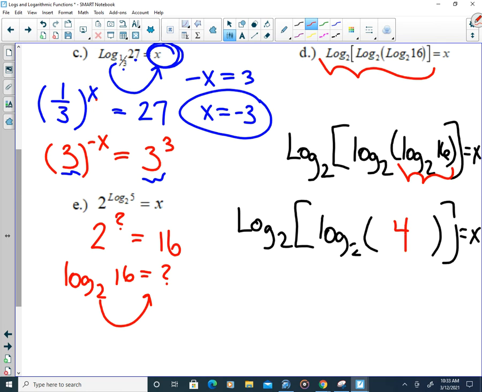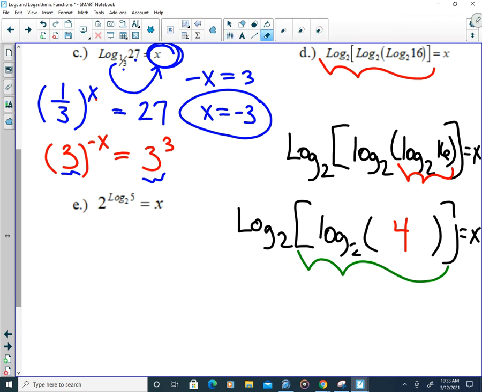All right, so now we're going to do the next innermost. So now we need to figure out what is the log base 2 of 4. Well, what's the question that we're going to ask ourselves? This is your base, right? So you're going to go, 2 to what power is this number? 2 to what power is 4? 2. So log base 2 of 4 is 2.